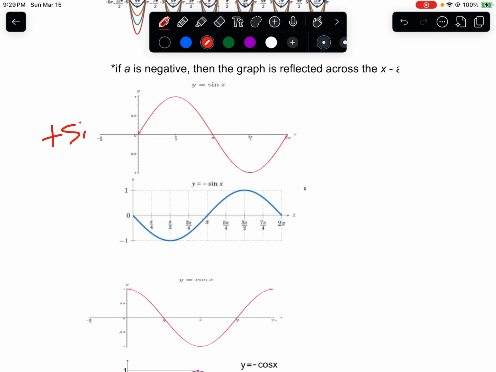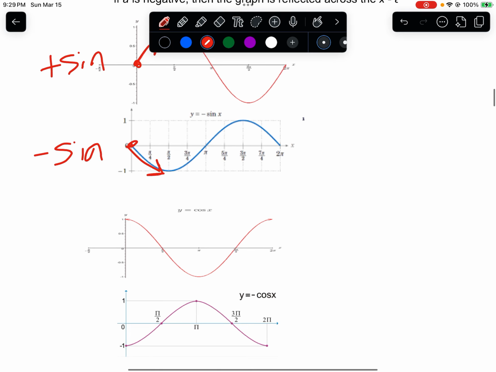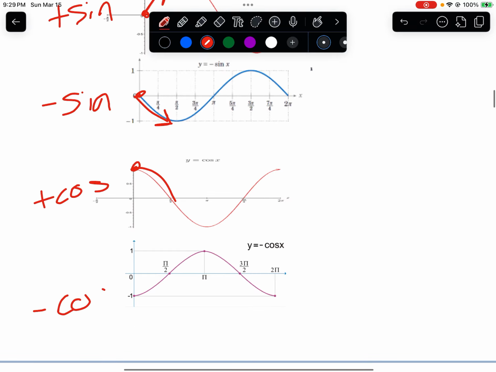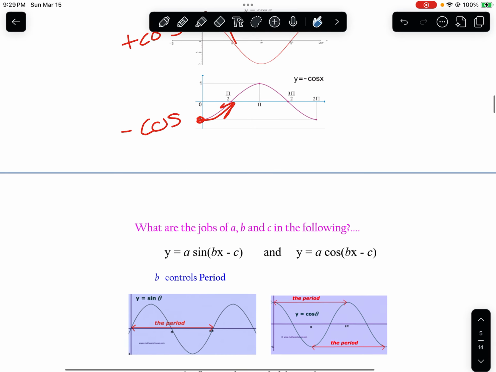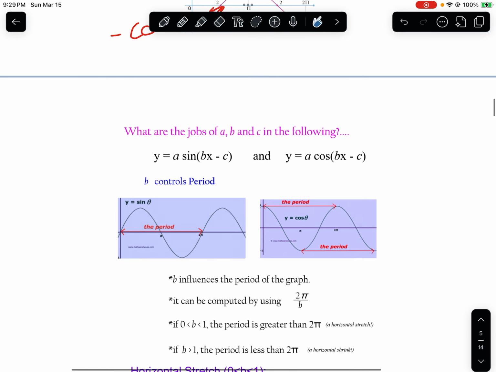So then we already talked about positive and negative. Again, positive sine starts in the middle, goes up. Negative sine starts in the middle, goes down. Positive cosine starts at the top, then goes towards the middle. Negative cosine starts at the bottom, so then again goes towards that x-axis, towards the middle there.